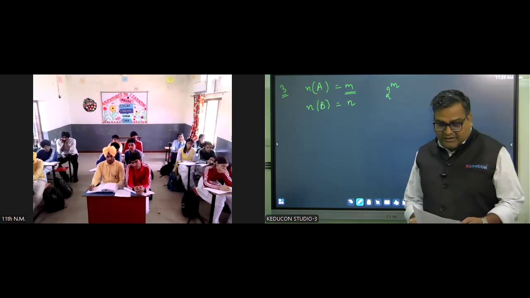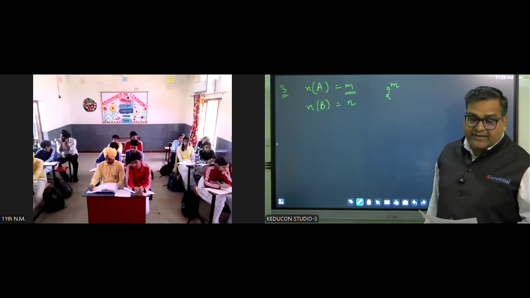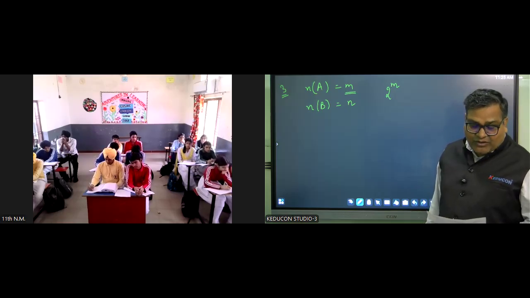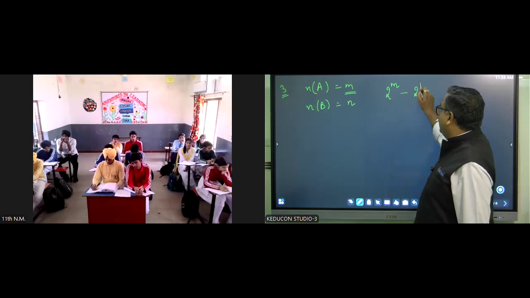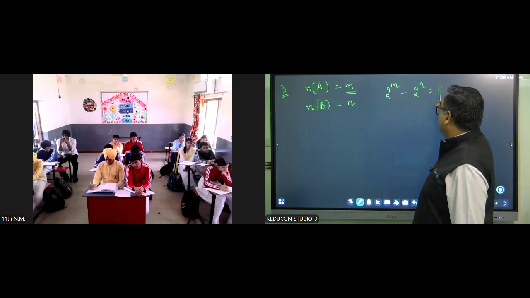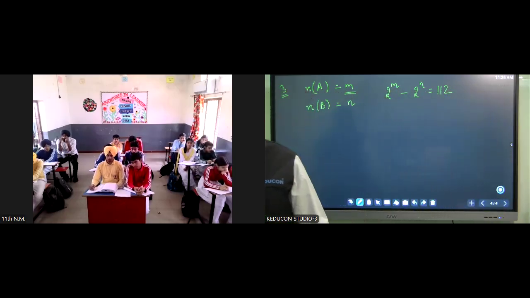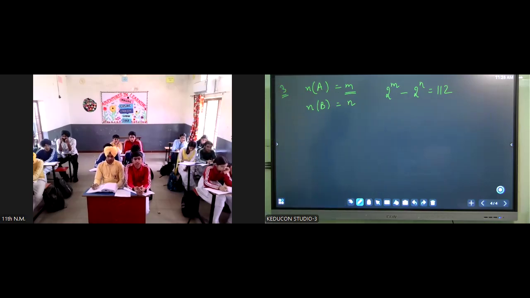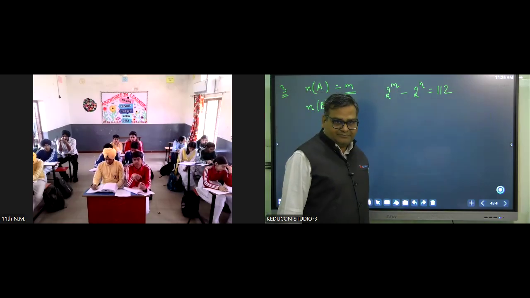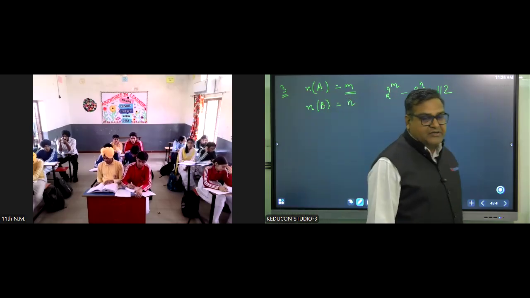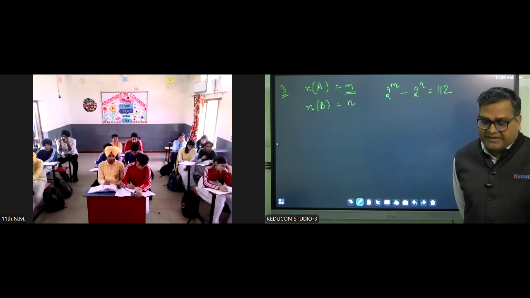2 power n. Now what he has given, the number of subsets of the first set is 112 more than that of the second set. Means दोनों का जो difference है, that is equal to 112, yes or no? Is this clear बच्चों? Now can you find the value of n and m? करो जरा find out करो बेटा.